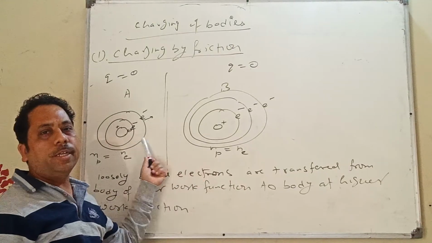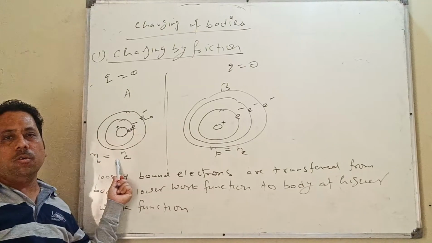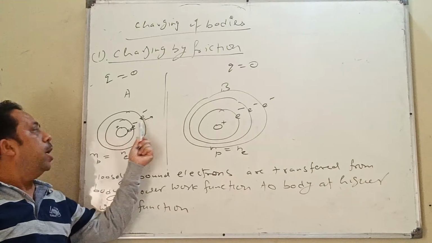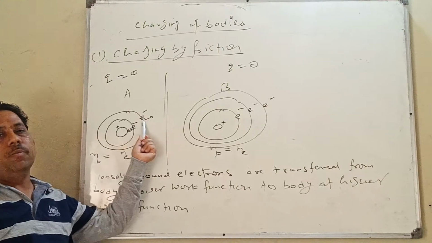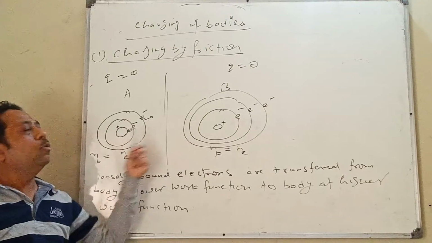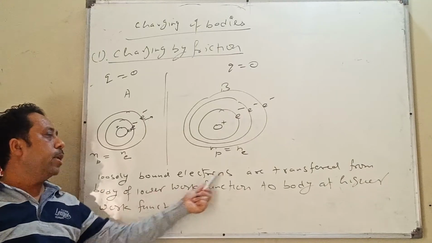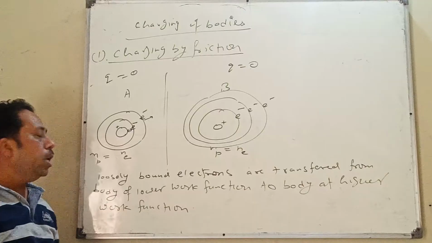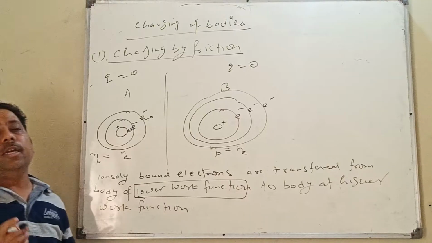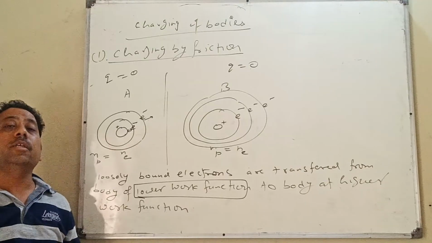When you rub two bodies against each other, you know the body is made of atoms, and in an atom we have two types of electrons. Those very close to the nucleus are tightly bound, and those far away from the nucleus, in the valence shell, are loosely bound. So when we rub two bodies against each other, the loosely bound electrons may get transferred from the body of lower work function. Now, what is work function? You must be knowing it. Work function is the amount of energy required to remove an electron out of the atom.